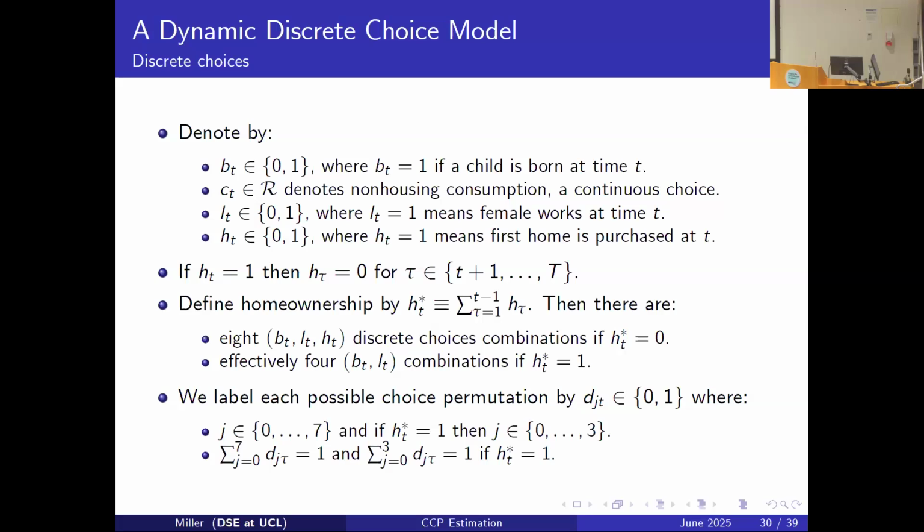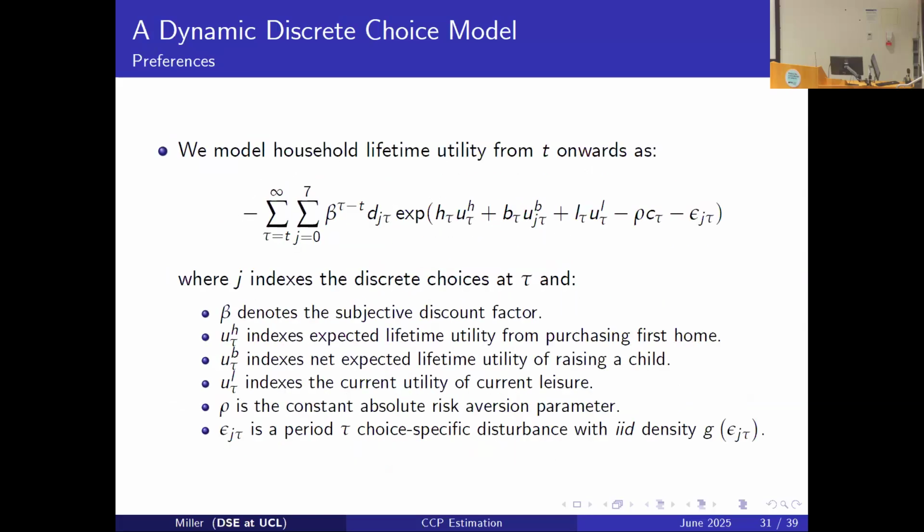These are the choices that you've got if you haven't bought a home already. 8 of them. Either have a birth or not, work in the labour force or not, buy a home or not. After you've bought the home in the model, just effectively 4 choices. Have another birth, do you work in the labour supply or not? Okay. And then for each of these choice permutations, we've just got these different J's. Go from there. And we're going to get some household utility.